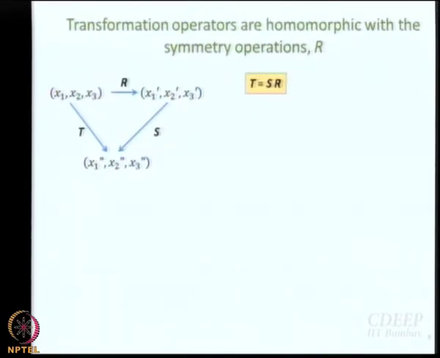Next, I think I have only one more after this, we are almost done, this will take some time. Transformation operators are homomorphic with symmetry operations. What is the meaning of homomorphic? Similar structure. That means if you work out the group multiplication table, they should be of similar structure.